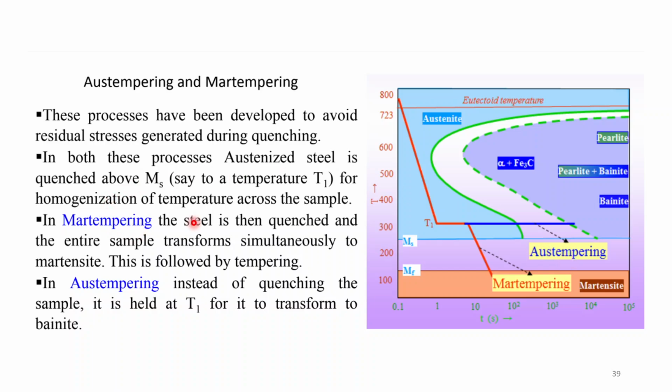In case of martempering, you're just holding up to here for some time, then you're quenching. So what will occur? Here during this holding, you'll be having the same temperature on the core as on the surface. So you'll be getting a more uniform structure, and you'll be getting less residual stresses.